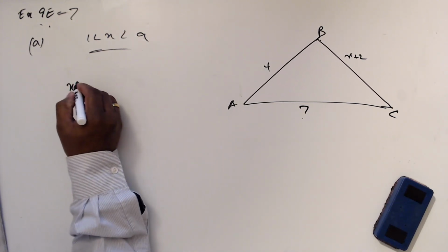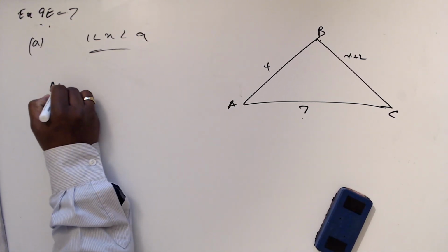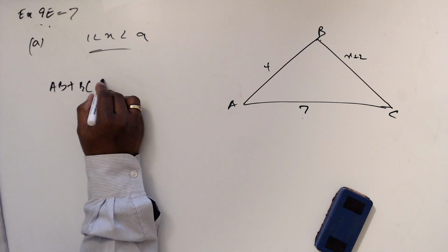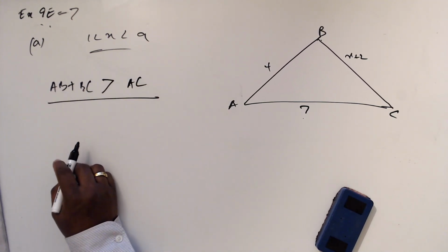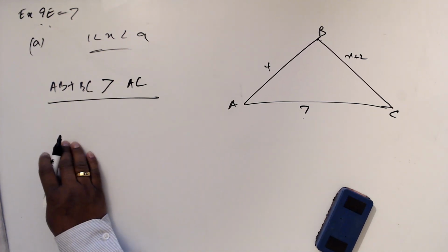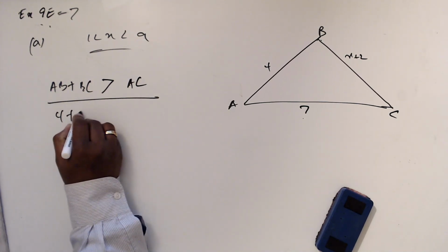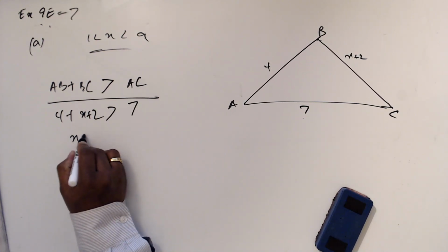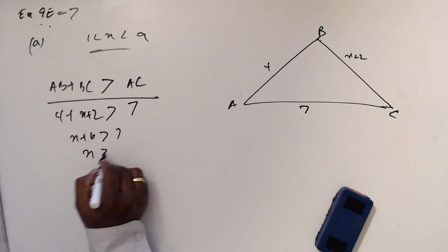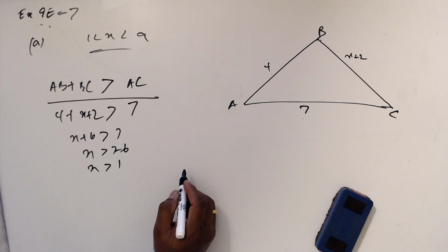So basically, AB plus BC has to be greater than AC. This is a rule, one characteristic of any triangle. Then AB is 4, BC is x plus 2, and AC is 7. Then x plus 6 is greater than 7. x is greater than 7 minus 6. x is greater than 1.